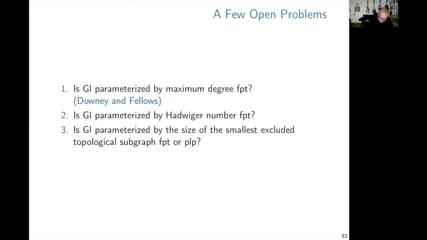The third is if instead of minors, we exclude topological subgraphs. We know we have a polynomial time algorithm then, but we neither know FPT nor polylog parameterized. And actually, if we look at our proof for excluded minors, most of it goes through for excluded topological subgraphs, but not everything. Essentially, the last result does not go through, the last lemma.